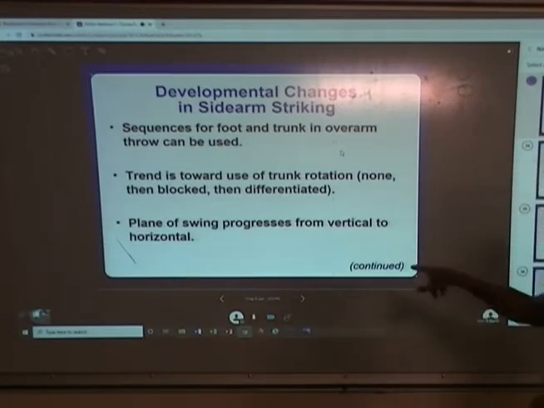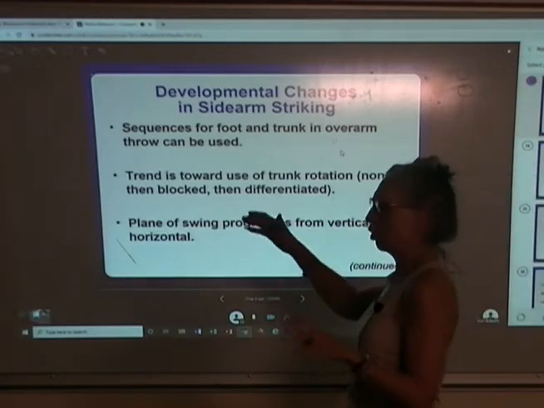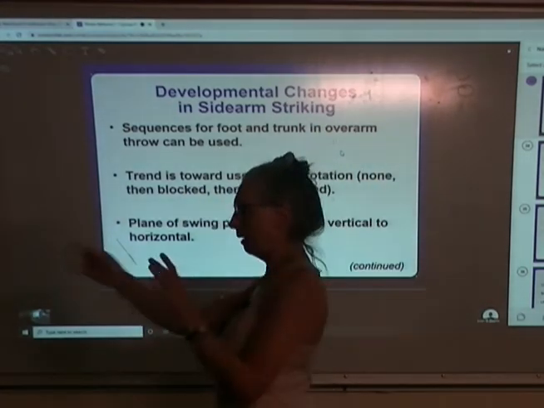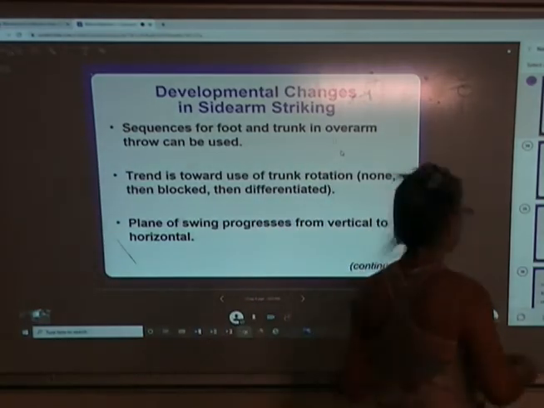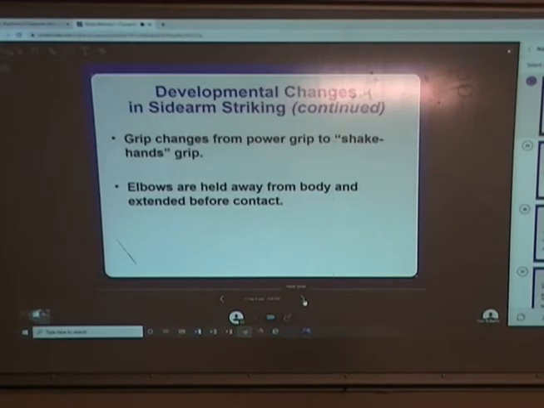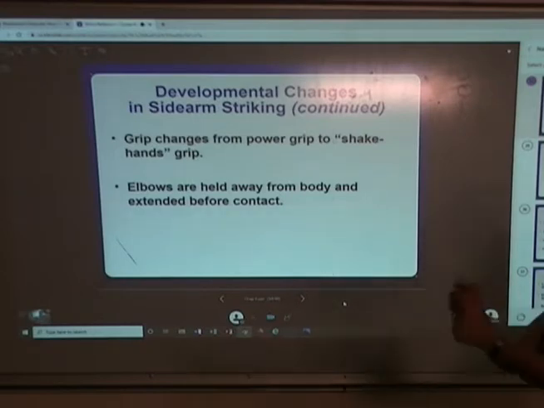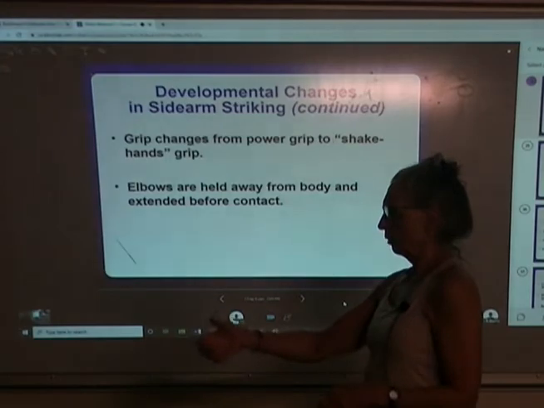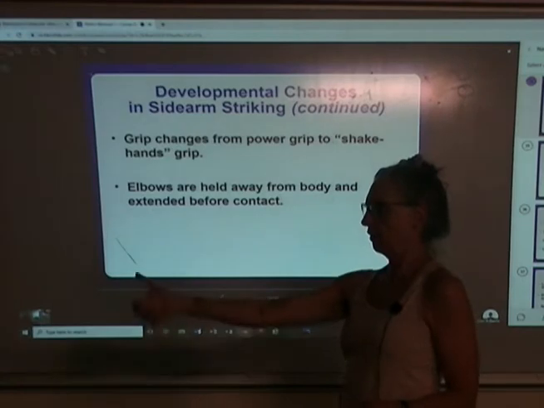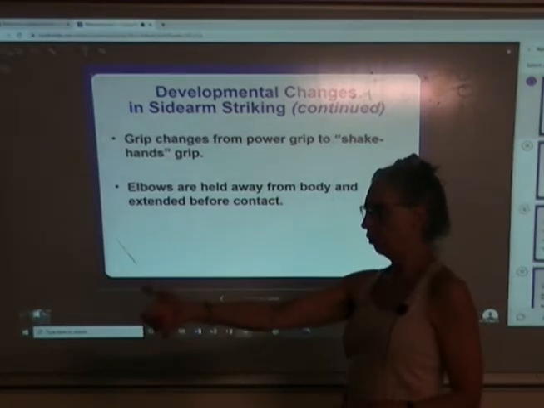The plane of the swing, so what they mean by that is it progresses from vertical to horizontal, coming from this chopping action to the slamming action. Okay? Grip, so again, grip. Do you have a power grip where you're holding on here, or do you have something where the thumb is a little more mobile?